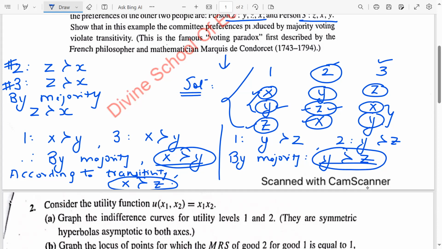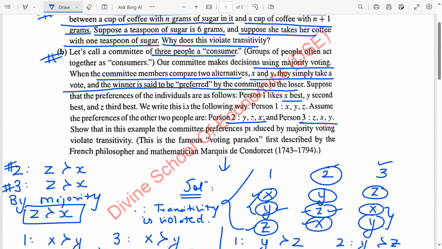Because if you go by majority voting, alternative Z should be preferred to X. But if you go by transitivity, X should be preferred to Z. So I can say therefore transitivity is violated. So I haven't come to the whiteboard. I've solved this question here.